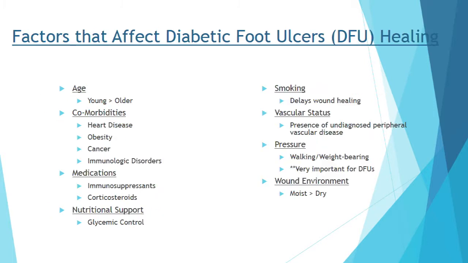What factors affect diabetic foot ulcer healing? Age is the big one. Comorbidities: heart disease, obesity, cancer, immunological disorders. Medications such as immunosuppressants and corticosteroids make it much, much harder for the body to elicit an immune response for healing. Nutritional support. If your blood sugar is highly elevated, your body can't elicit an immune response to try healing these wounds.